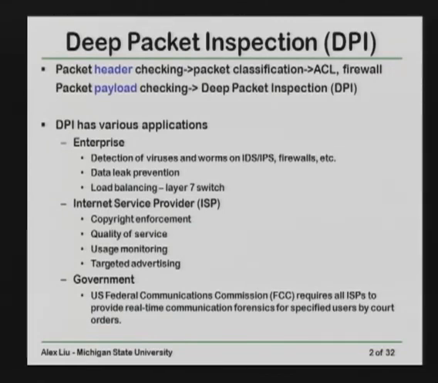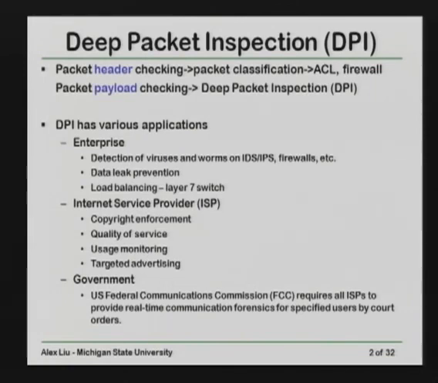It can also be used for load balancing in data centers, for example, with layer 7 switches. Internet service providers can use DPI for copyright enforcement. If you are sharing copyrighted material or transmitting it over the network, they can figure that out using DPI. Also for quality of service, they can use DPI to figure out what kind of applications are running, and then give different priority to different applications. For example, they may give higher priority to voice over IP traffic. They can also use DPI for usage monitoring, to see what kind of applications are running on the network.